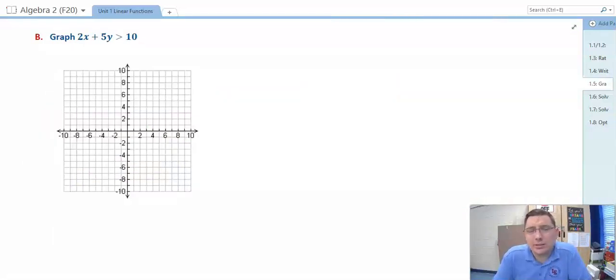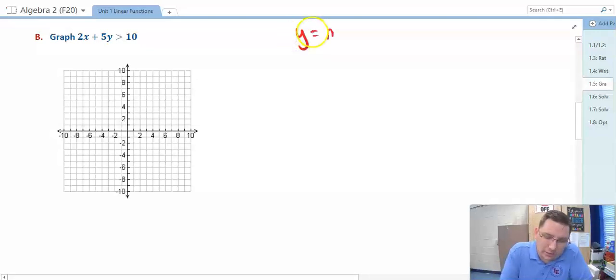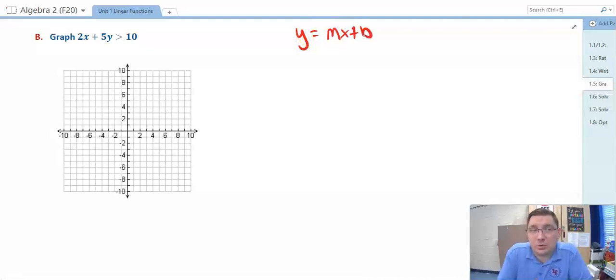So let's look at example B here. We've got 2x plus 5y is greater than 10. And so in this example, I'm going to show you how to rewrite it into slope-intercept form. And remember that is y is equal to mx plus b form, right? And so we're going to rewrite this so that we can find the intercept, we can find the slope, and graph it that way.